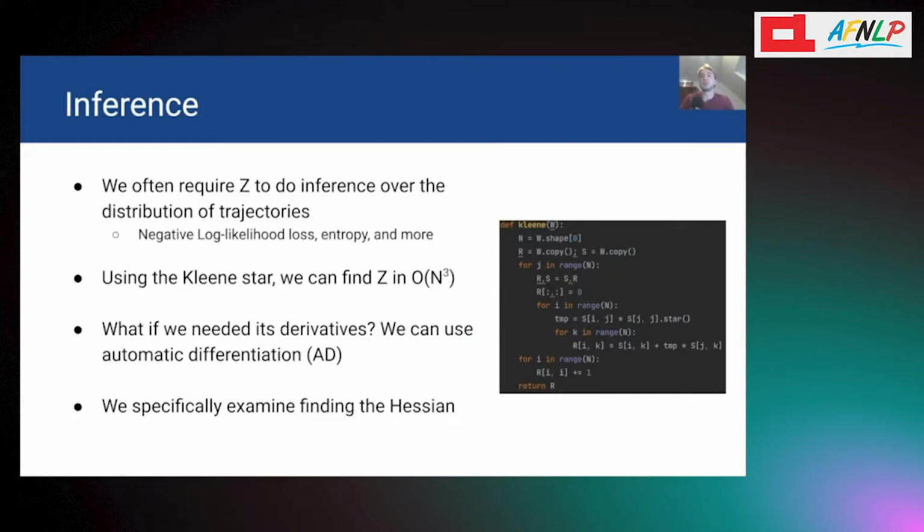So why do we need the normalization constant? If we wish to train a model using a negative log likelihood loss function, or we wish to have a loss function based on an expectation such as risk or entropy, we need to be able to find Z and its derivatives. As I mentioned, we can find Z using the Kleene star algorithm. A simple Python implementation of this algorithm is given on the right. There exist two methods using automatic differentiation techniques to find its derivatives. We will look at these two techniques for finding the Hessian.